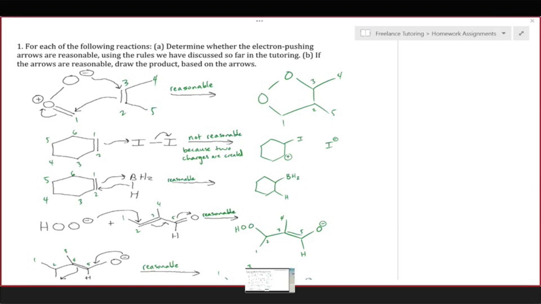Okay, I didn't write this problem correctly, but you drew the correct answer, I think, anyway, based on what I drew. Let's see. 3, 2, 1. Okay, and you said these arrows were reasonable. Good. Anything in particular that's reasonable about them?